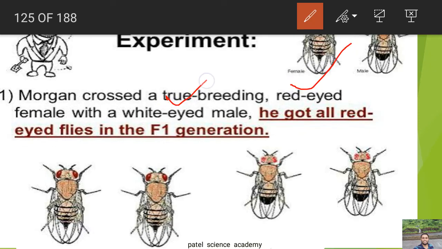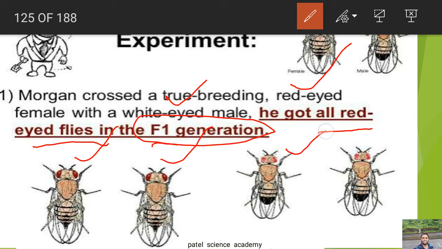So what he got was all red-eyed flies when he crossed these two, the red-eyed and white-eyed female and male respectively. He got all red-eyed flies in the F1 generation. How is it possible? You can see here this is red eye, this is red eye, again these are also red eye. So he was surprised by the result of this cross, because there were two parents, one with red eyes and another with white eyes, but in the F1 generation he got red-eyed flies only.